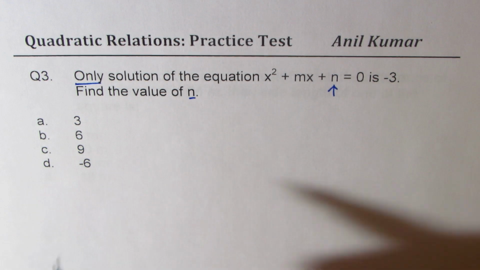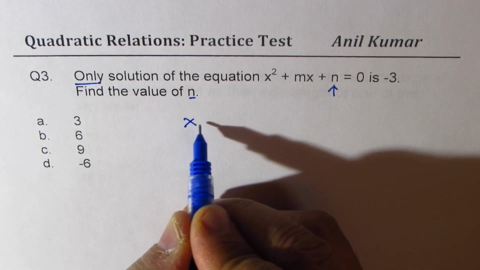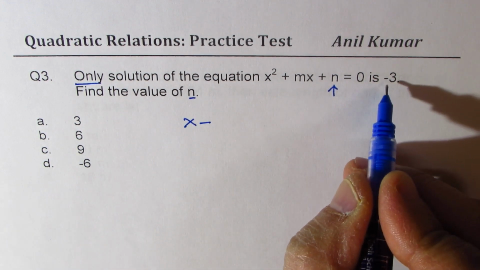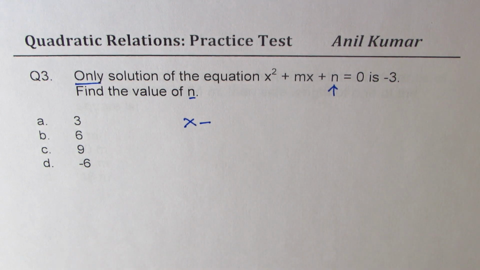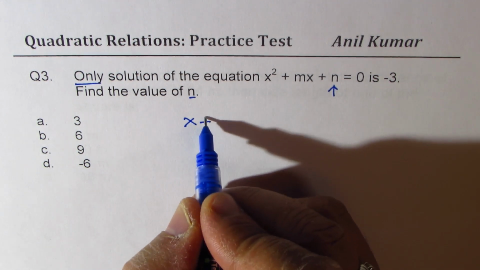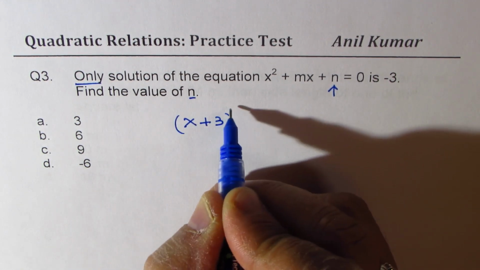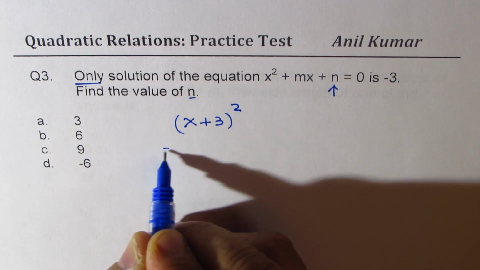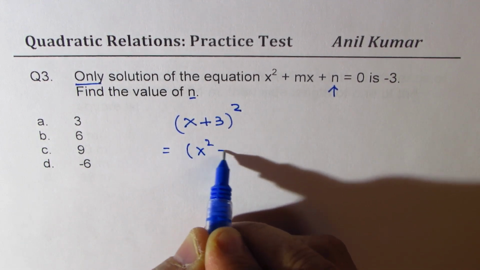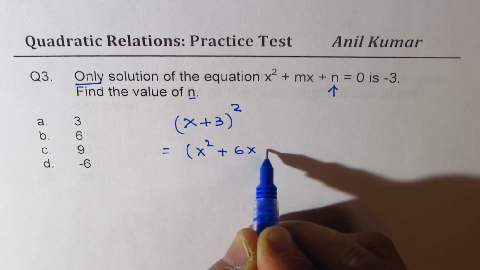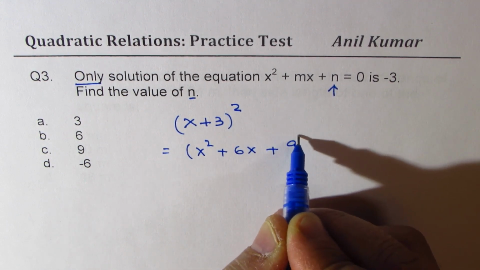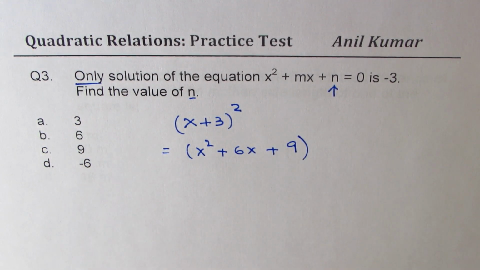That means it should be x, and this is the only root. That means it's a double root, right? So (x minus minus 3) squared becomes the quadratic equation for us. Now when you expand this, you get x squared plus 2ab, which is 6x, plus 3 squared, which is 9. So that is the quadratic equation which we are looking for.